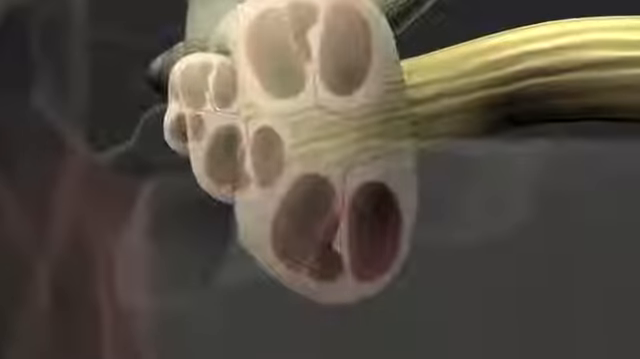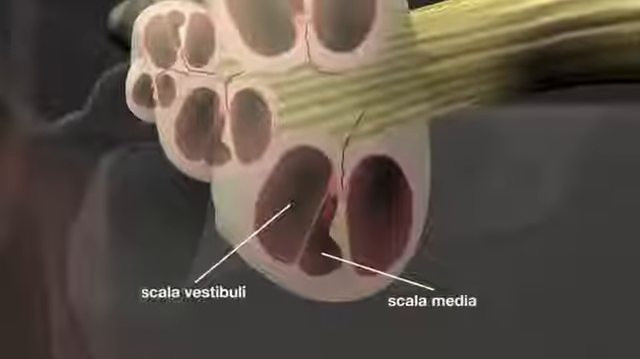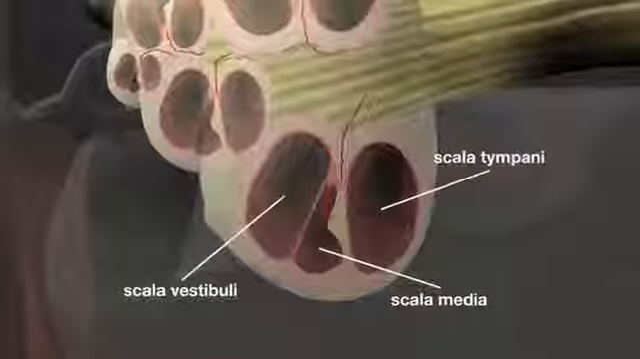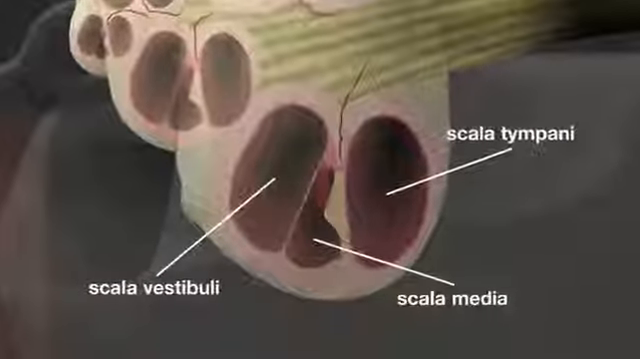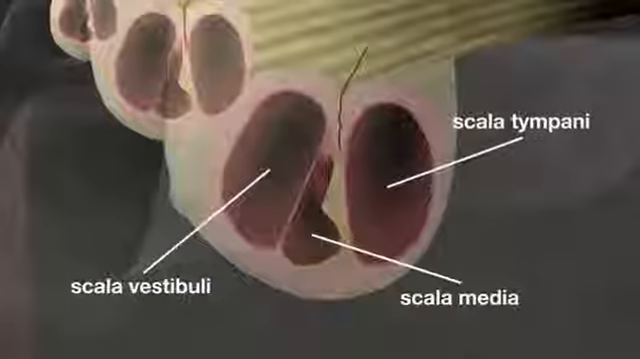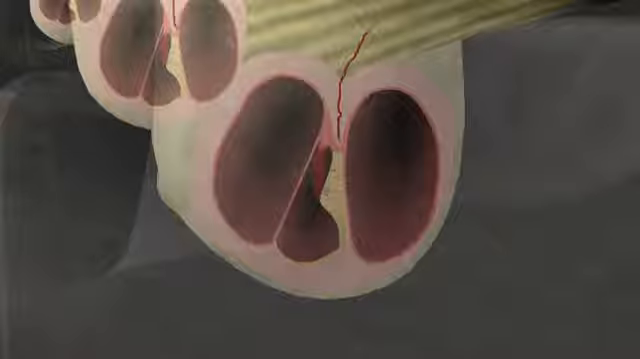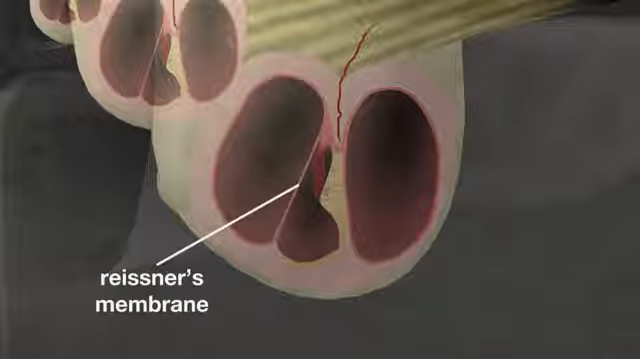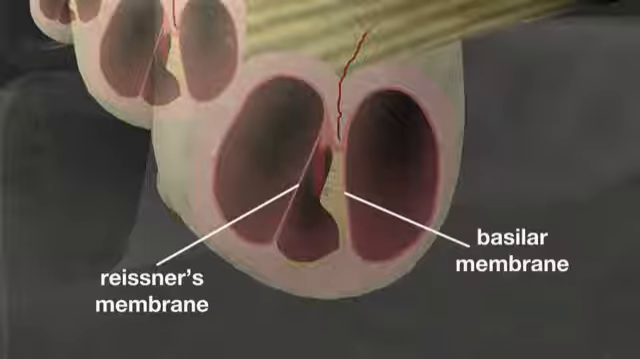It is split into three distinct sections, known as the scala vestibuli, scala media, and scala tympani. The scala vestibuli and the scala tympani contain perilymph fluid. The scala media contains endolymph fluid. The Reissner's membrane separates the scala vestibuli from the scala media, and the basilar membrane separates the scala media from the scala tympani.